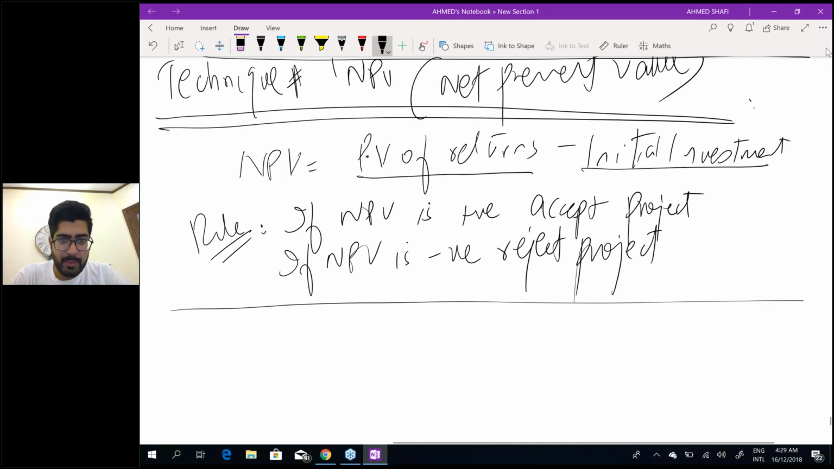The rule is if NPV is positive, which means returns are more than investment, accept the project. If NPV is negative, which means returns are less than investment, reject the project. This is primarily the NPV technique, present value of returns less the initial investment. How do you do it?